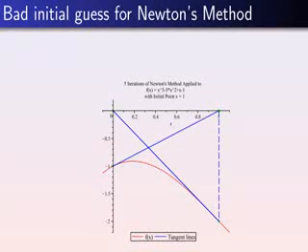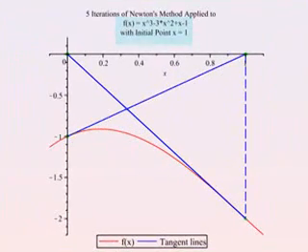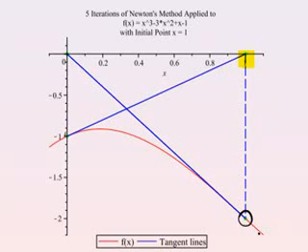In this next example, the function that we are dealing with is f(x) = x cubed minus 3x squared plus x minus 1. We start with the initial guess x0 = 1. You will notice that starting with x = 1 and finding the tangent line to the curve y = f(x) at this point, that is given by the blue line, and you can see that the intersection of this tangent line with the x-axis happens at the point x = 0, and this is going to be your next iterate.